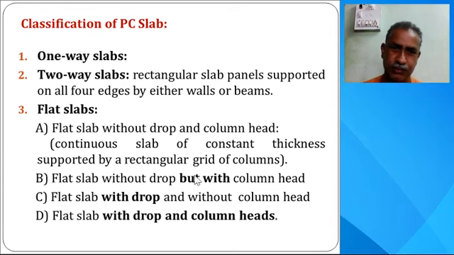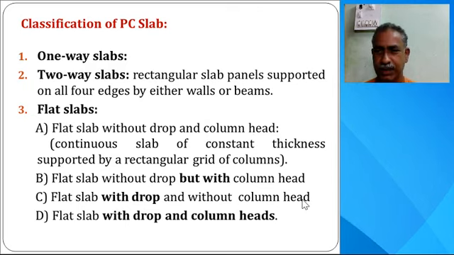Now, when we consider the slab in case of RCC, we know that the classification is either one-way slab or two-way slab. In one-way, we have considered simply supported, continuous or cantilever. In case of two-way, it depends on the aspect ratio, the ratio of the longer side to the shorter side. If it is less than 2, then we can design a two-way slab. If it is greater than 2, then we go for a one-way slab.